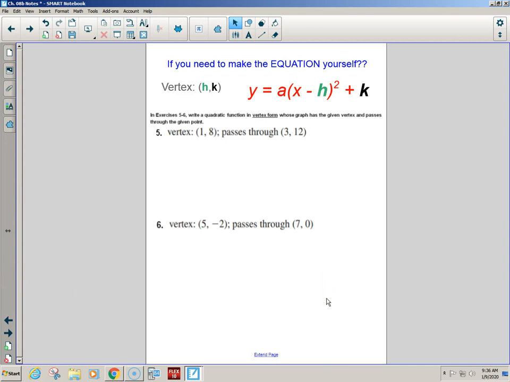What if, now, hold on, we haven't taken notes on this. So we're going to do number 5. We're going to do number 6, but you might want to open up your notes to write yourselves a couple different clues about what we're about to do. So in your notes, still section 8.4, we're finishing it right now. What if you need to make the equation yourself? Look at 5. Look at 6. There's no equation. We're supposed to make it. Read the directions. Write a quadratic function in vertex form.